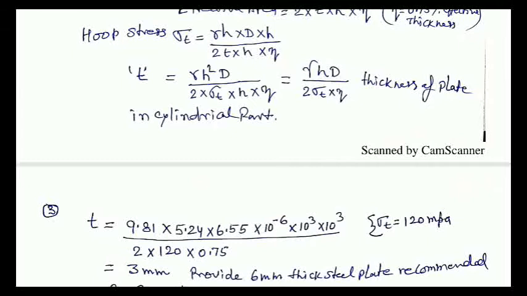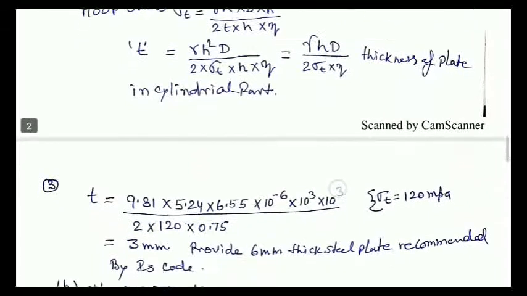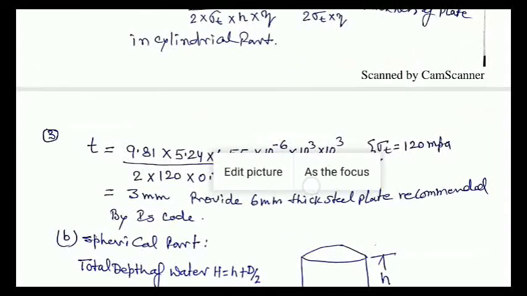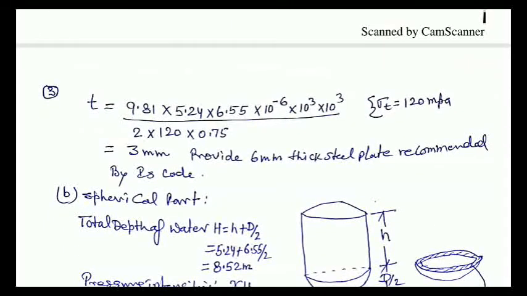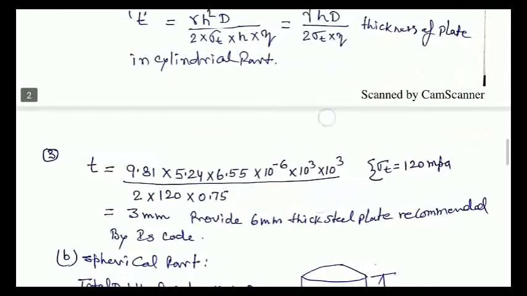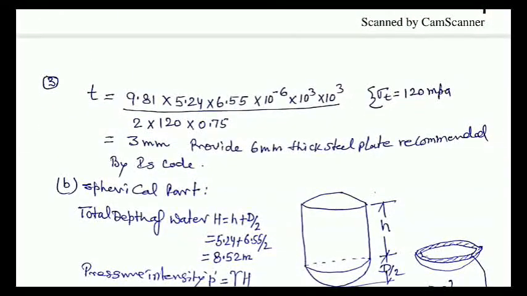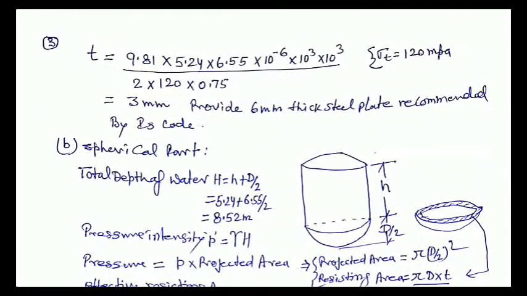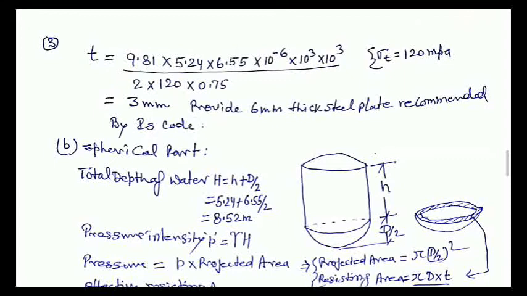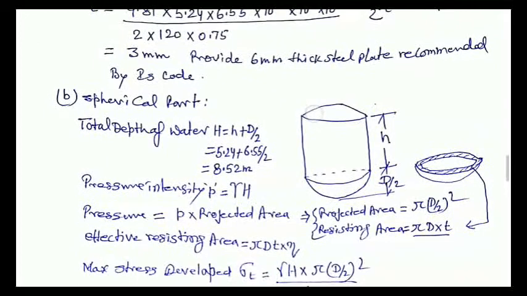So thickness will be gamma HD divided by 2 times sigma T into eta. On resolving, putting the values, because sigma T here is 120 MPa, sigma T is the allowed permissible stress. So we may find out the thickness of the plate. It comes out to be 3 mm as shown here. Provided 6 mm thickness plate recommended by IS code, because IS code is recommending 6 mm thickness plate, not less than that.